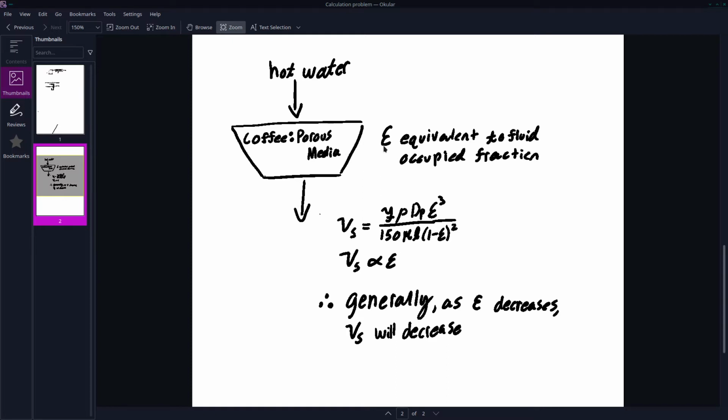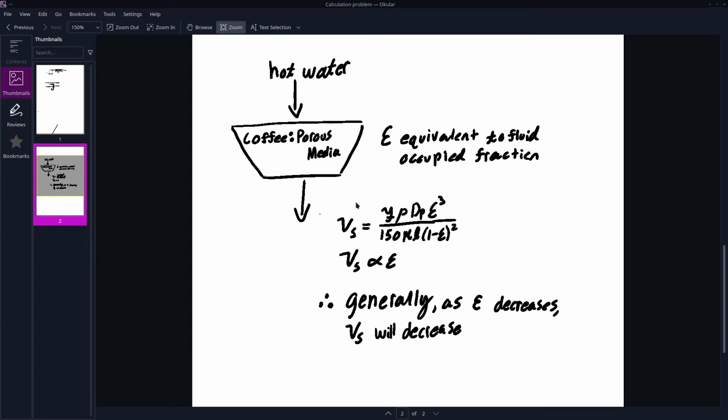And that's going to change based on how coarse the grind is. So if you grind coffee beans coarser, then it will be looser packed and the fluid will occupy more, so we'll have a higher void fraction versus if there's a finer grind.